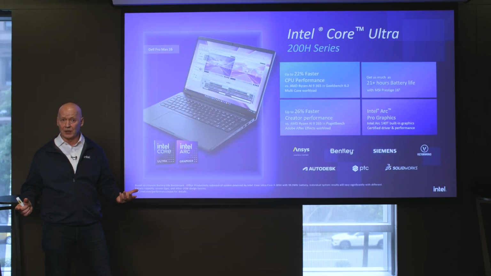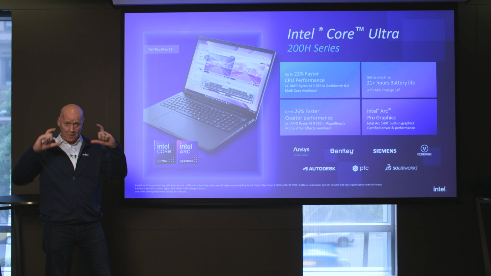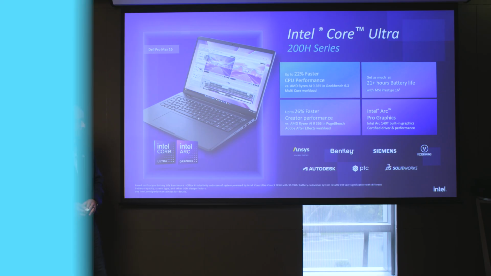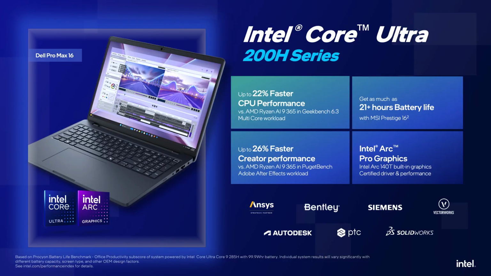I can remember years ago when you thought mobile workstation meant a big, thick system that probably got about 30 minutes to an hour of battery life. 21 hours of battery life in sleek designs for folks that want to do the most intense workloads while they're on the go. This is phenomenal. We deliver up to 26% faster creator-specific performance based on both the codec support and the AI acceleration we built into these platforms. And they also support our Intel Arc Pro graphics.